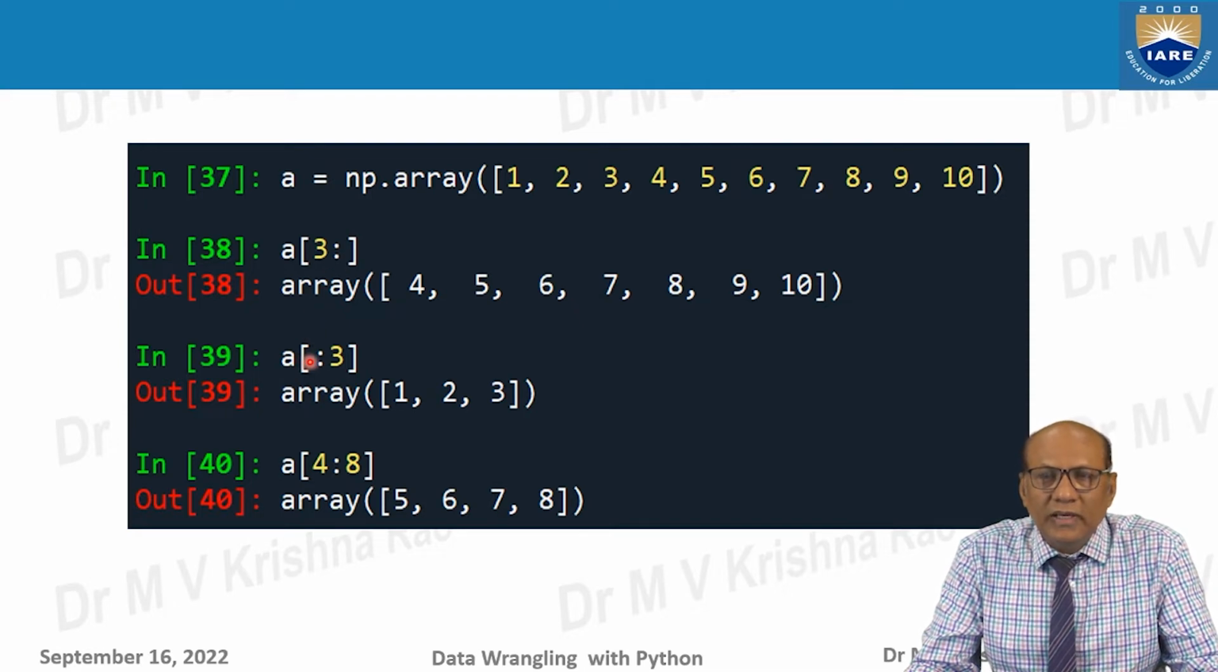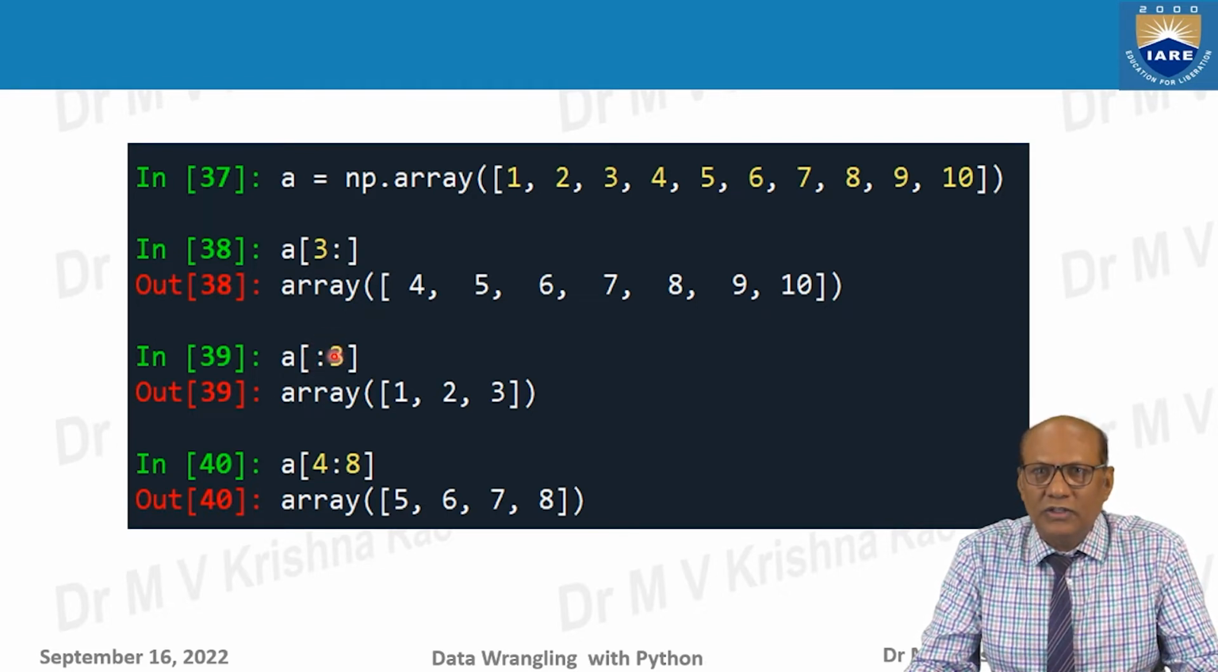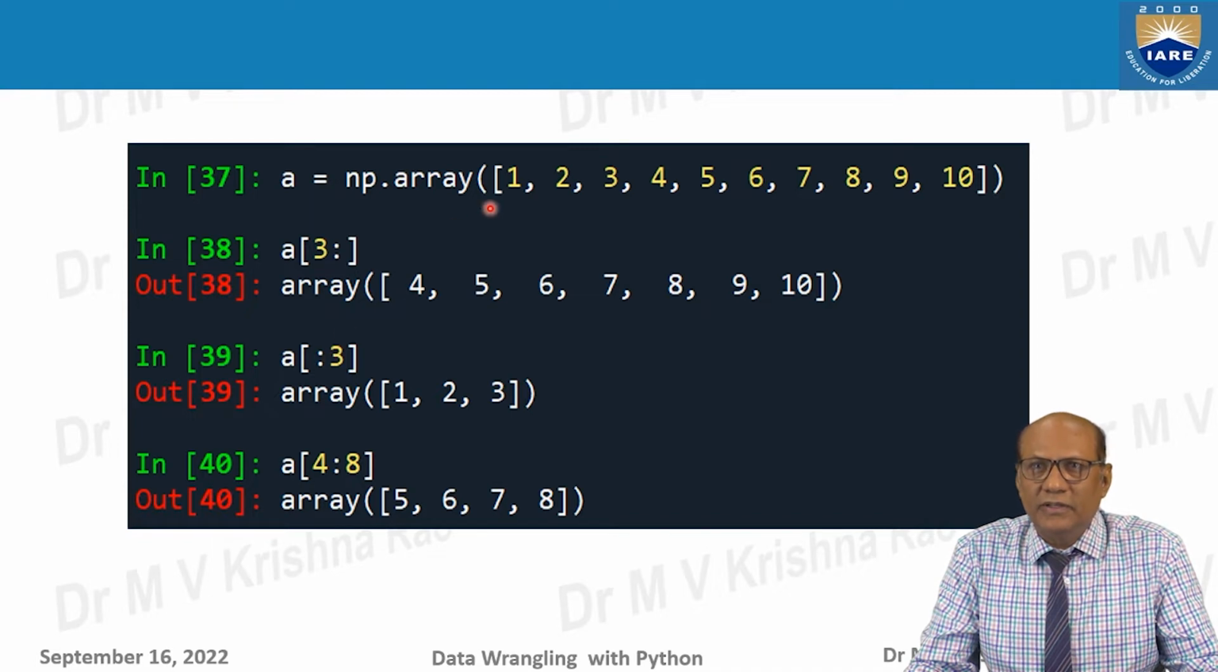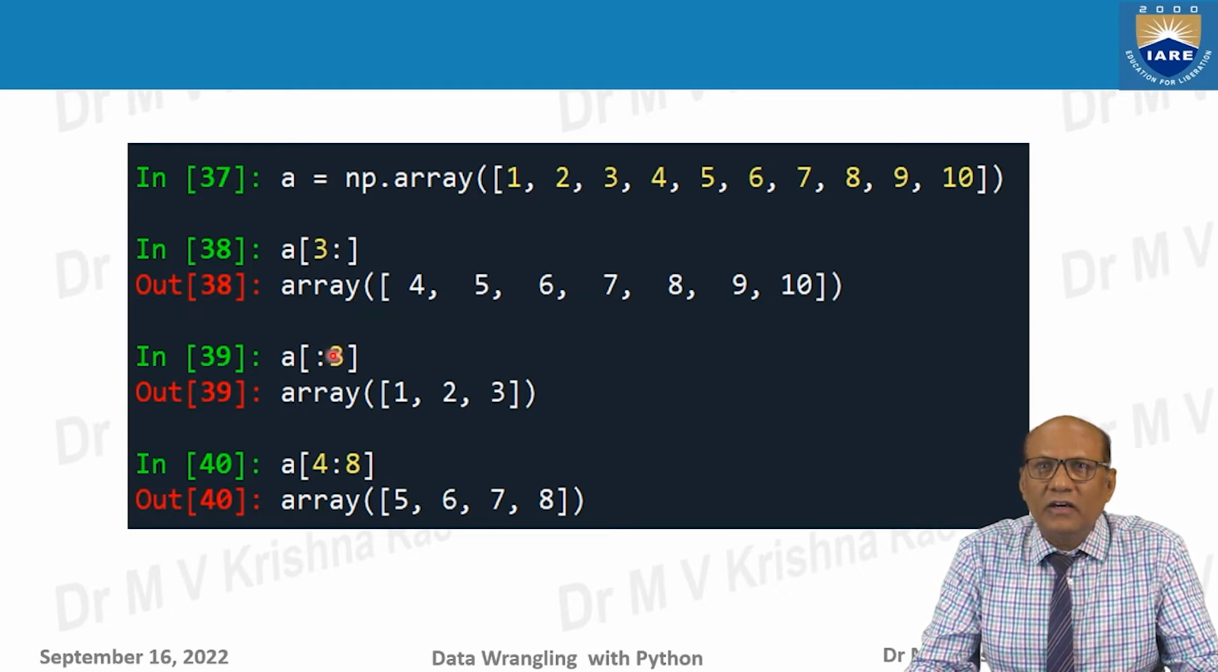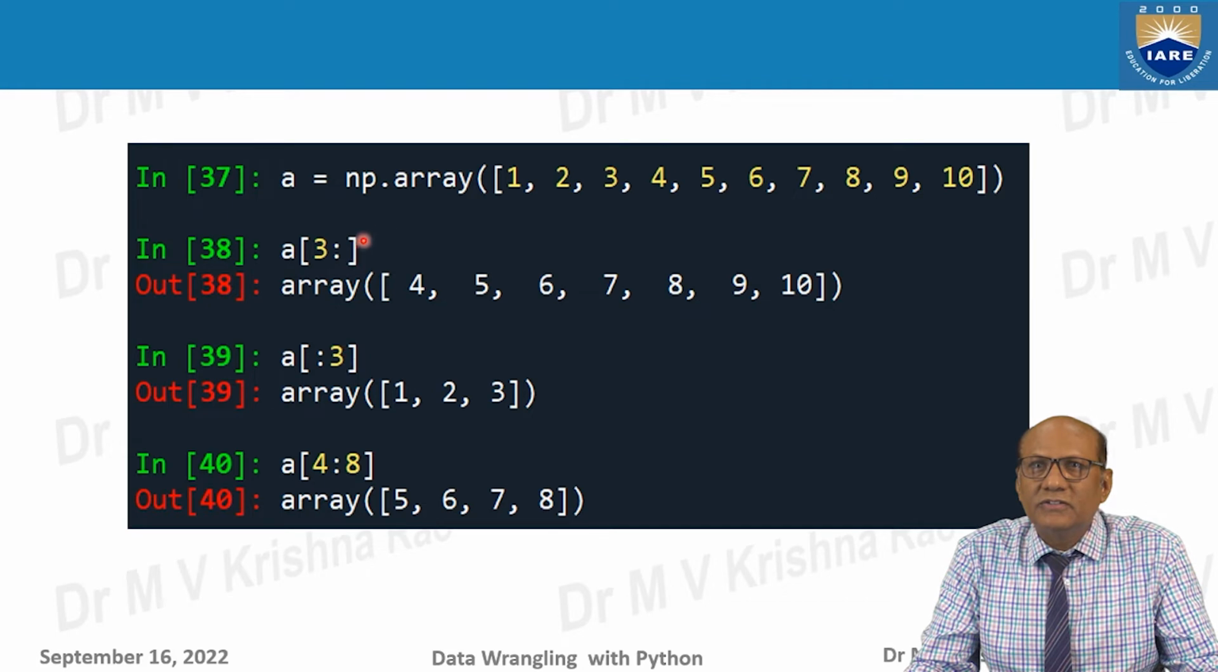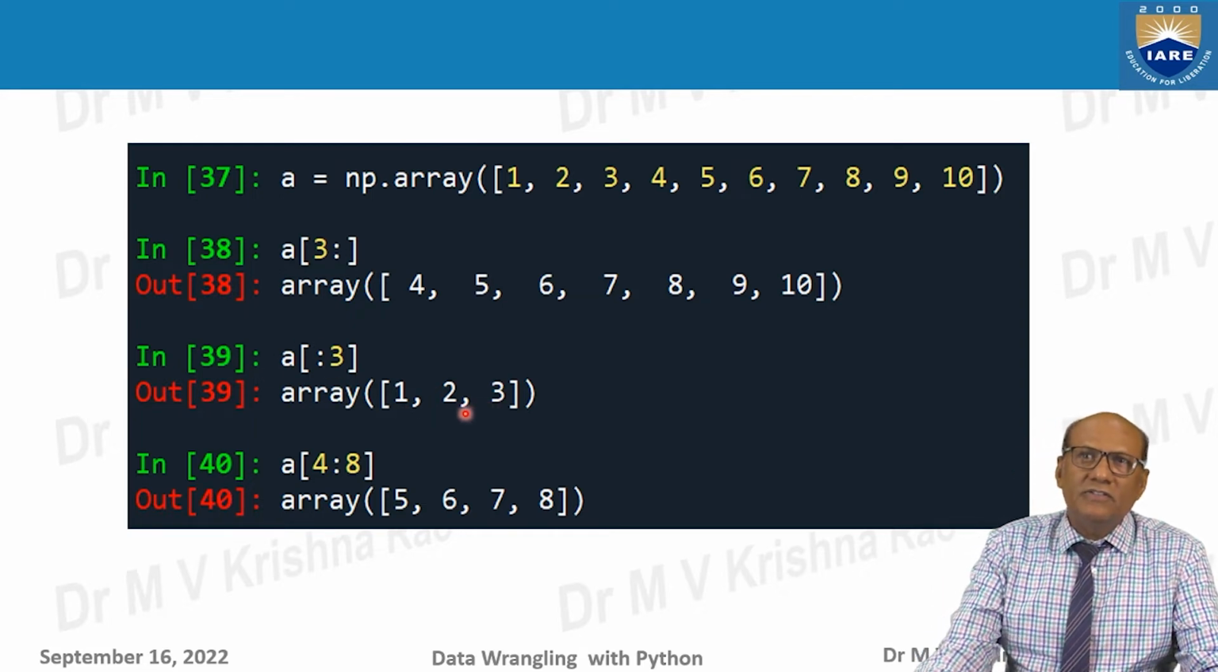Now you make the starting index blank and write colon 3, up to 3. That means from the beginning up to 3. What is the beginning here? 0 is the beginning: 0, 1, 2, 3. But what is the Python notation? It excludes the end value given here. So that is 0, 1, up to 2 only. That's why you got 1, 2, 3. When you print this, you have sliced the first 3 elements of this given array.